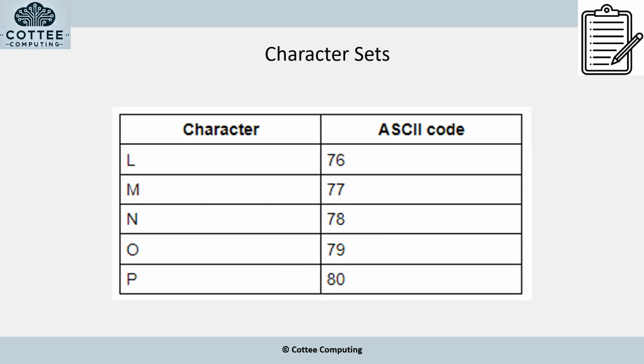Another exam question they might ask in character sets is, they might give you something like this, where L is 76, and they might ask you what S is. So you'd have to work out the fact that P, Q, R, S. So Q would be 81, R would be 82, so S would be 83. And that could be an exam question right there as well. Not an awful lot you're going to get asked.